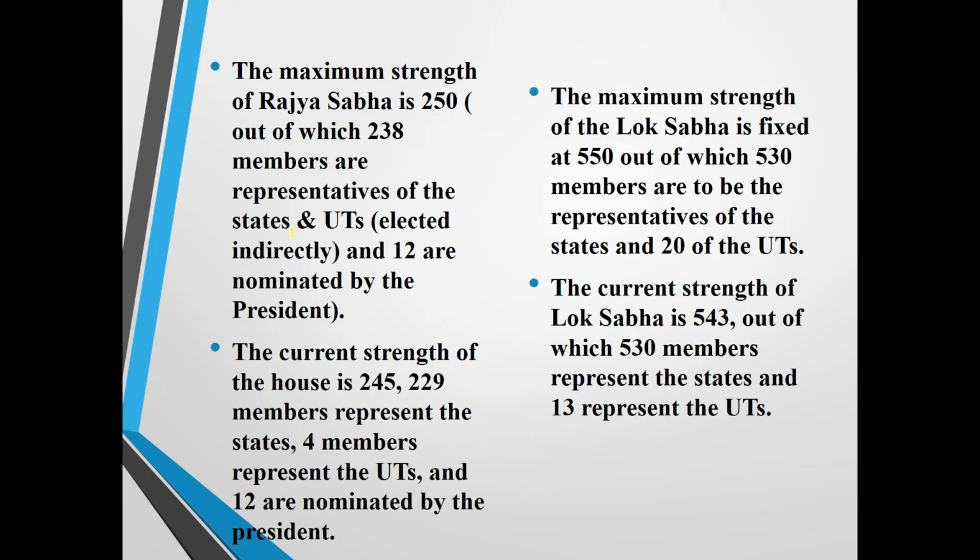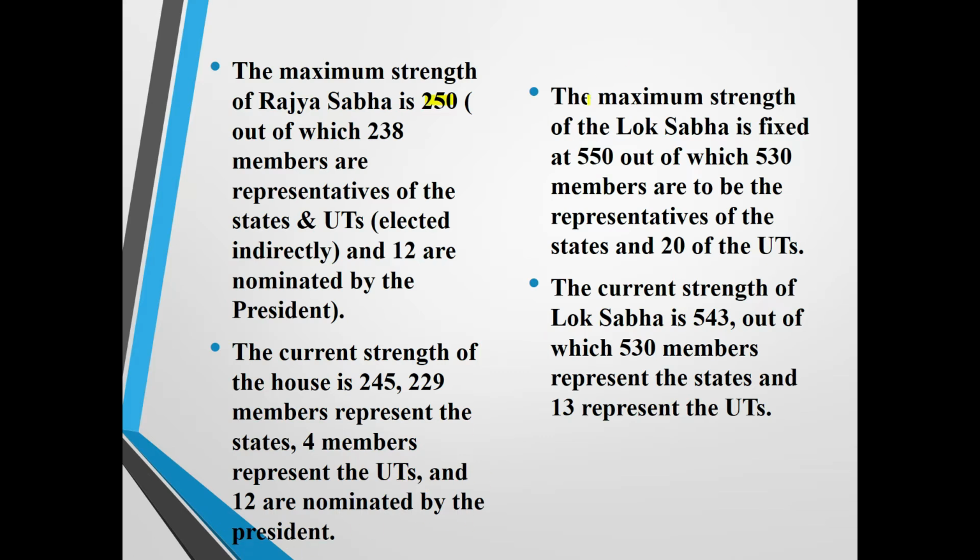When we are comparing the Rajya Sabha and Lok Sabha, the maximum strength of Rajya Sabha is 250, out of which 238 members are representatives of the states and union territories. They are elected indirectly, and 12 are nominated by the president. The current strength of the house is 245, where 229 members represent the states and 4 members represent the union territories, and 12 are nominated by the president.